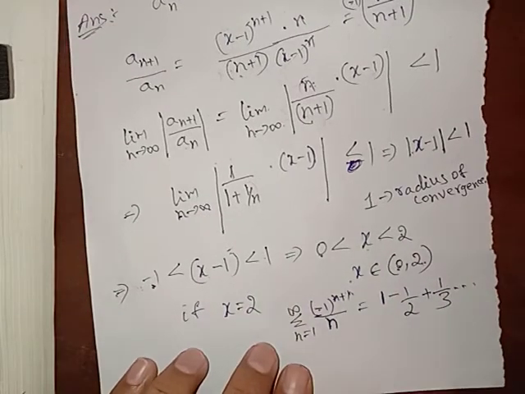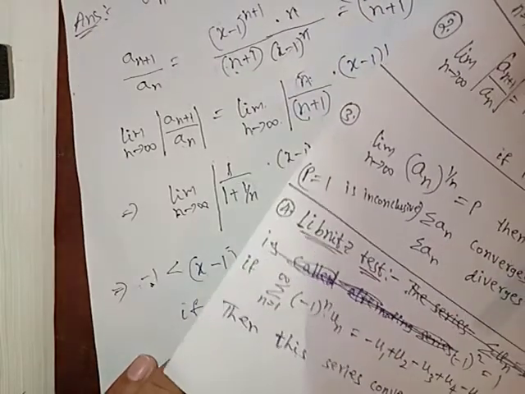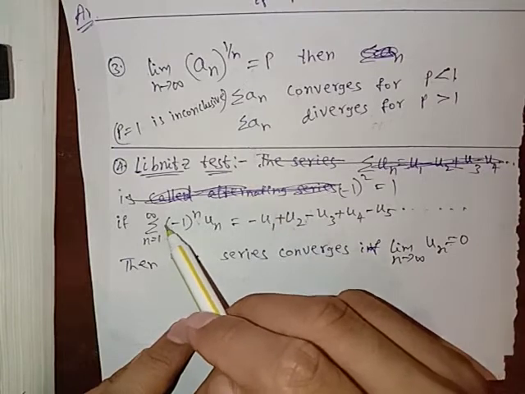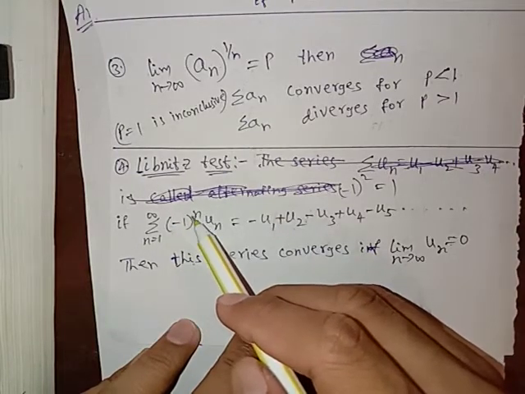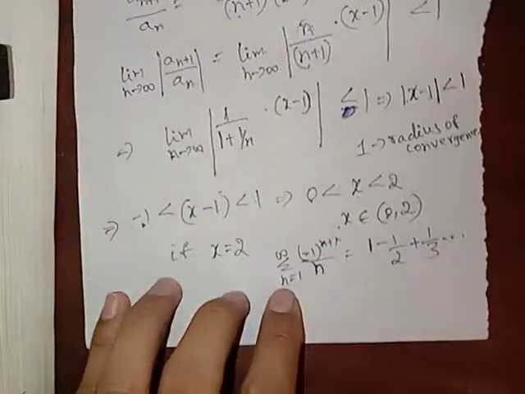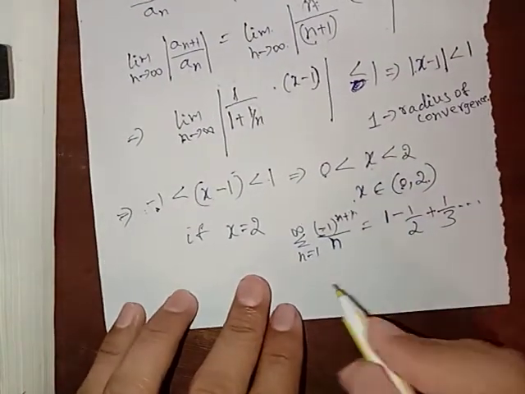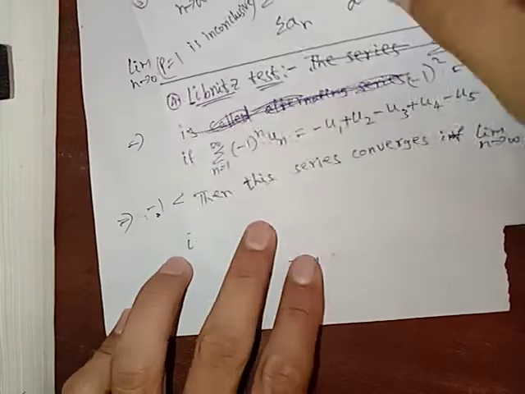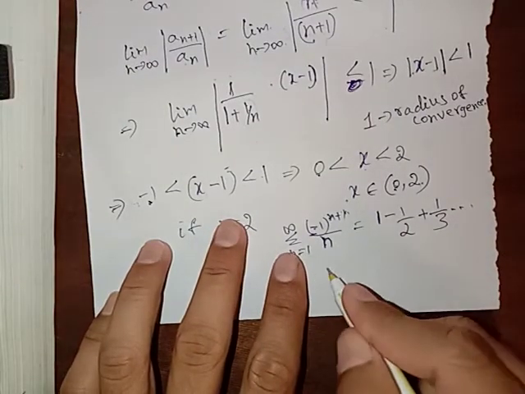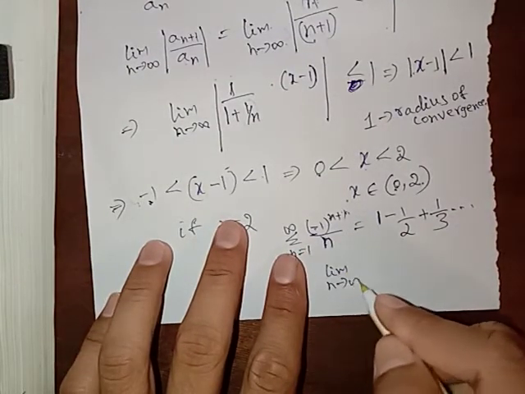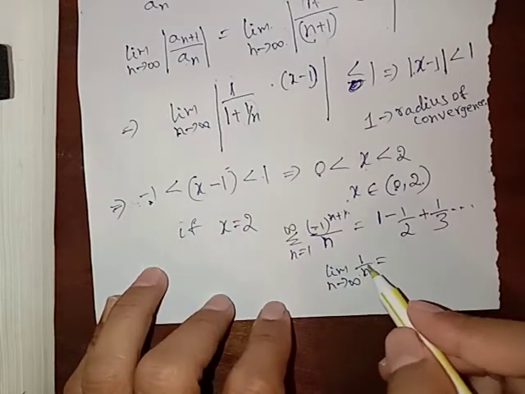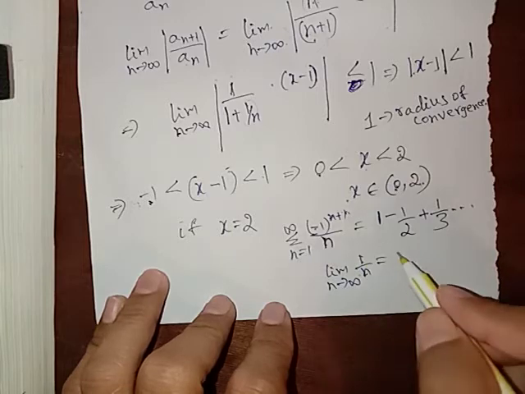So if we apply the Leibniz test, we have minus 1 raised to n plus 1 here. What is in the place of u n here? 1 by n is u n. We have to check the limit as n tends to infinity of u n. So the limit as n tends to infinity of 1 by n: we know that as n tends to infinity, 1 by n becomes 0.